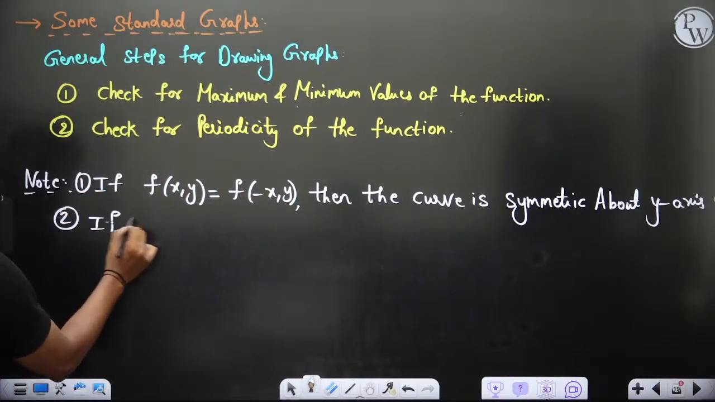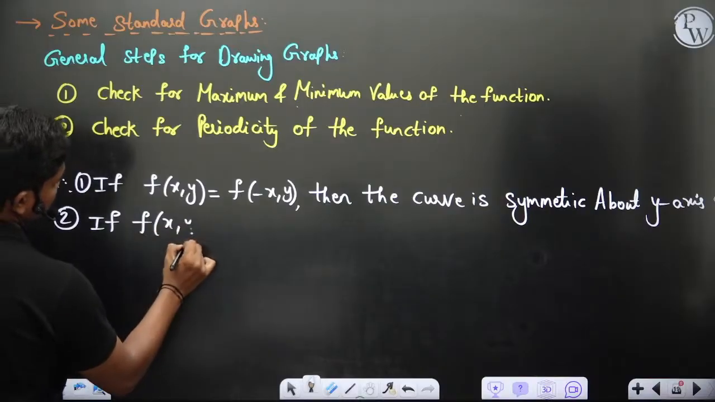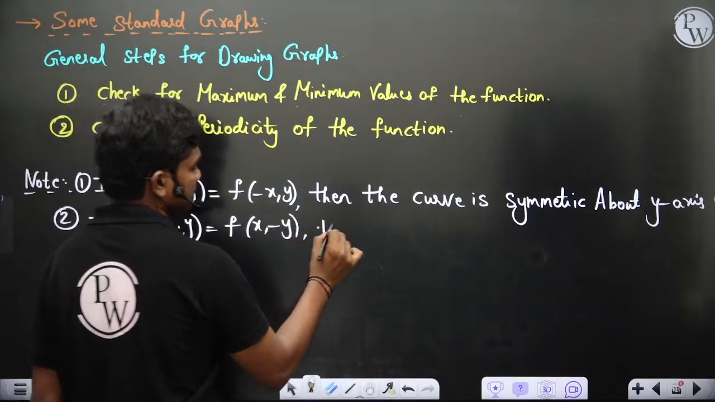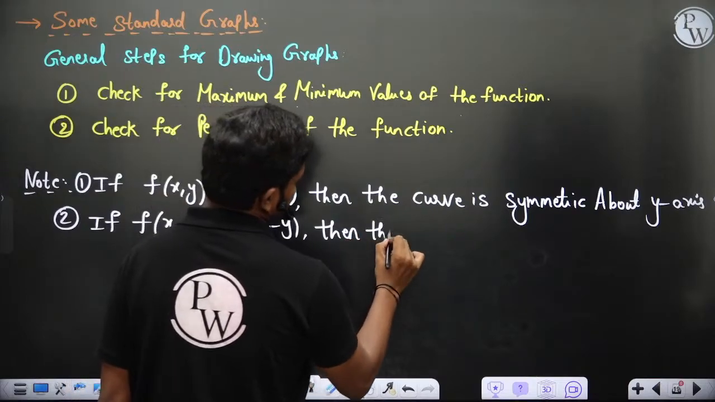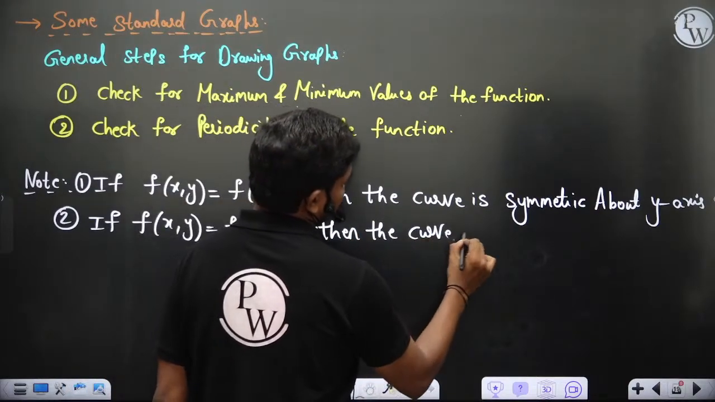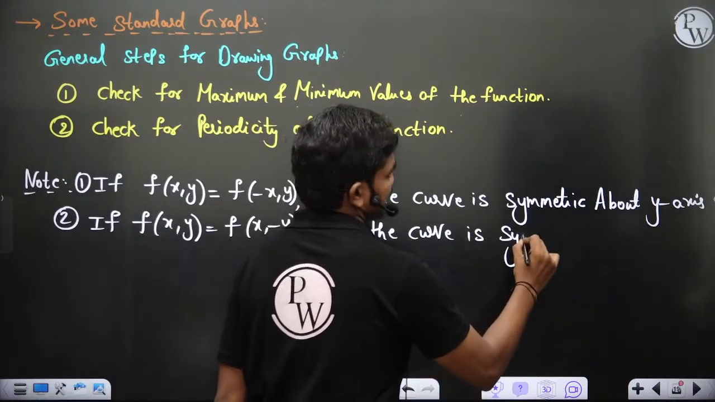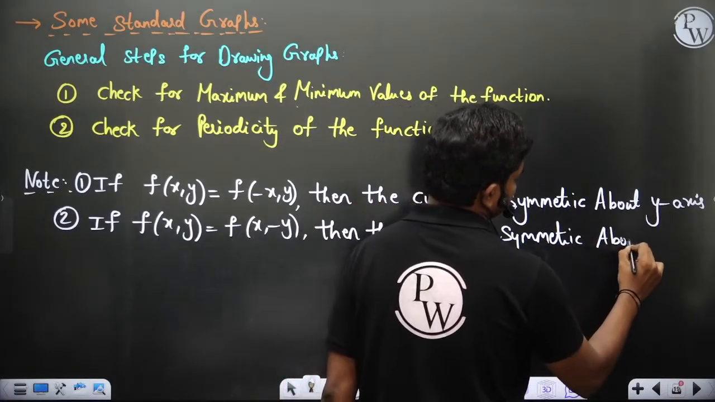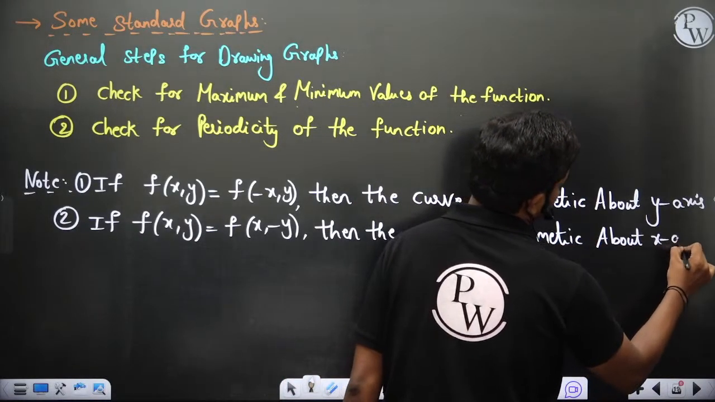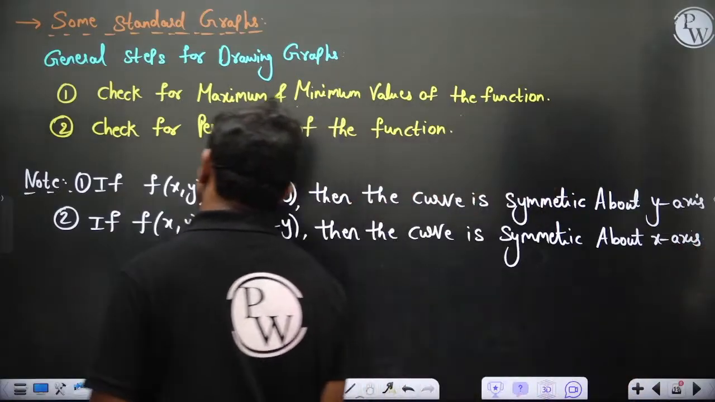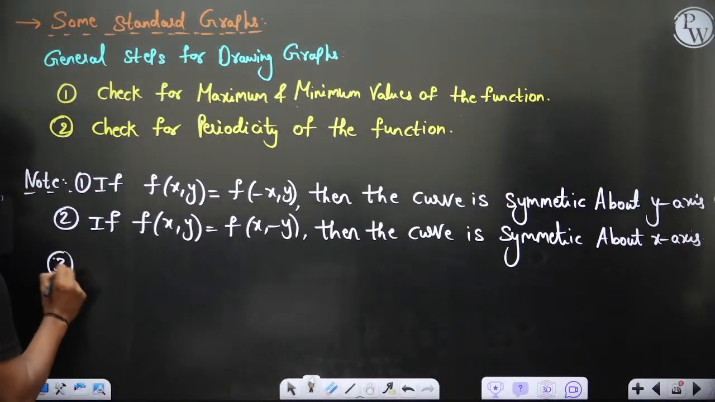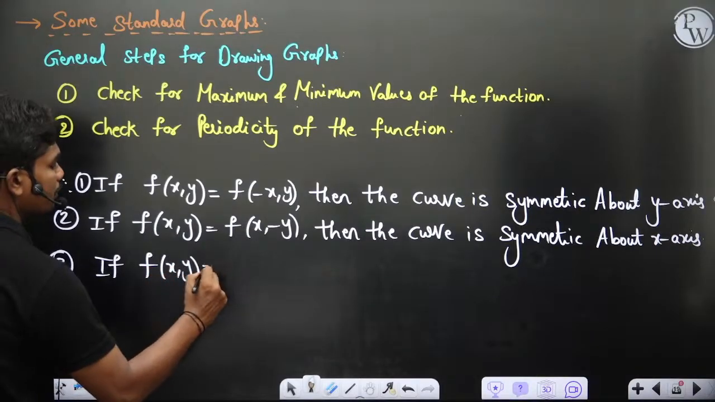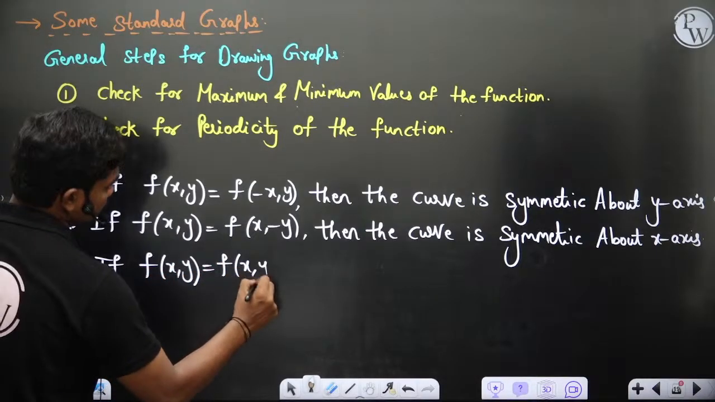if f of x comma y is equal to f of x comma minus y, then the curve is symmetric about the x axis. Third, if f of x comma y is equal to f of y comma x, meaning even if you are swapping these variables, the function remains the same.